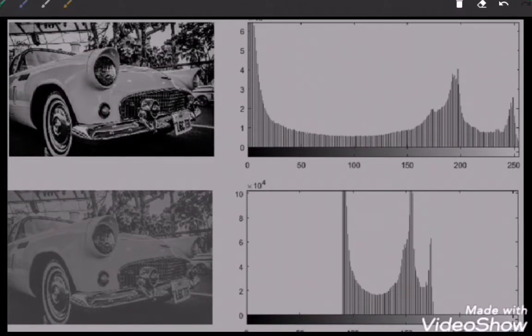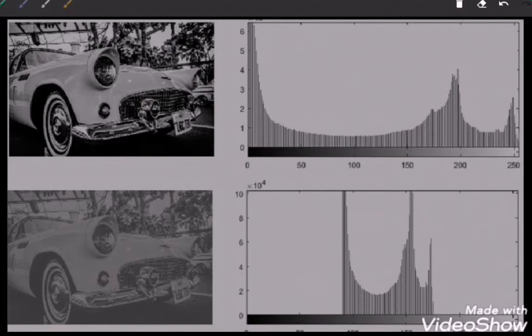So here I have two images. This is the first image and this is the second image. And these two plots are the respective histograms, or also the PDF, the probability density function, which is almost the same as the histogram.